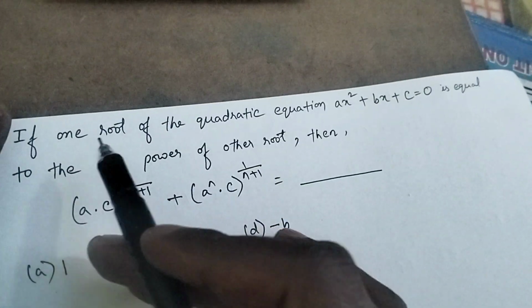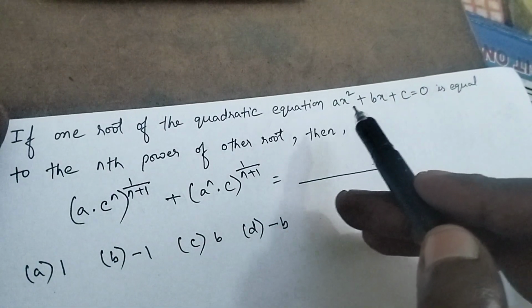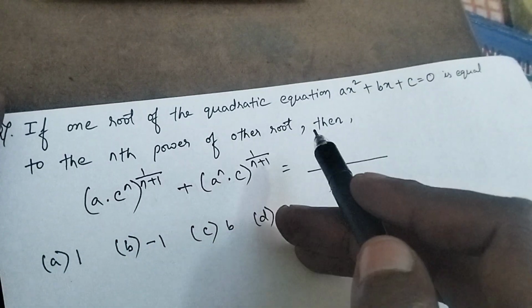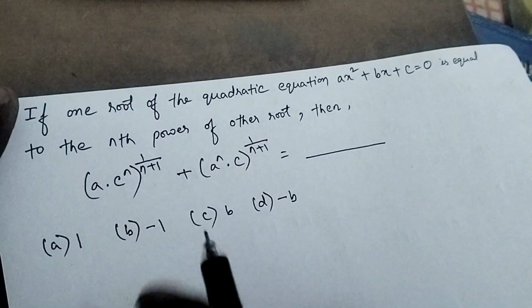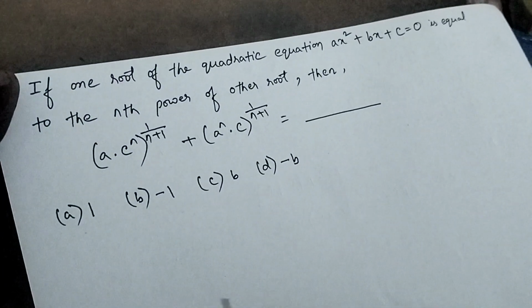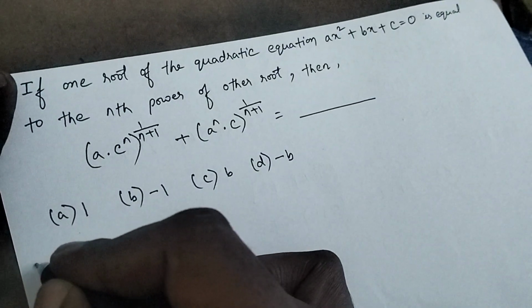One root of the quadratic equation ax square plus bx plus c is equal to 0 is equal to the nth power of the other root. Then what is the value of this expression? So I am starting the solution. Watch it carefully.